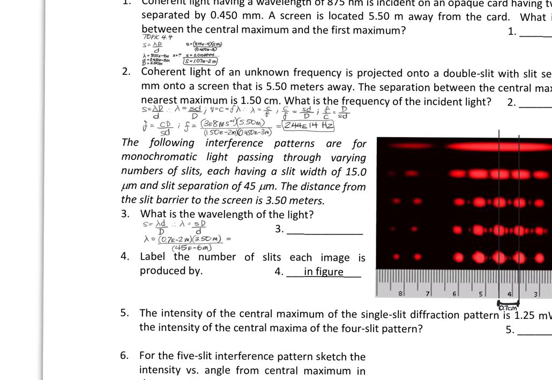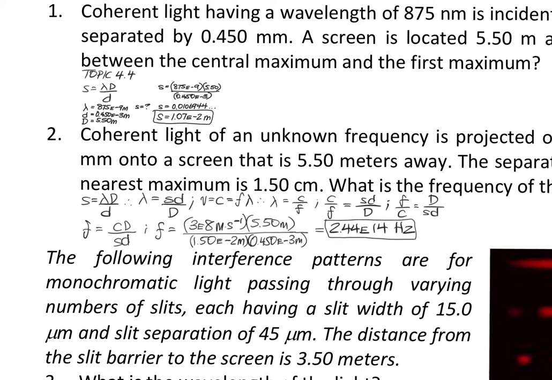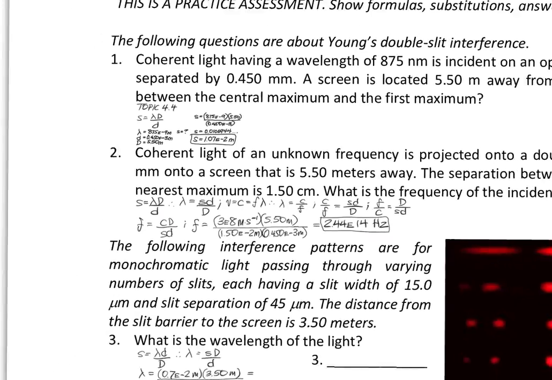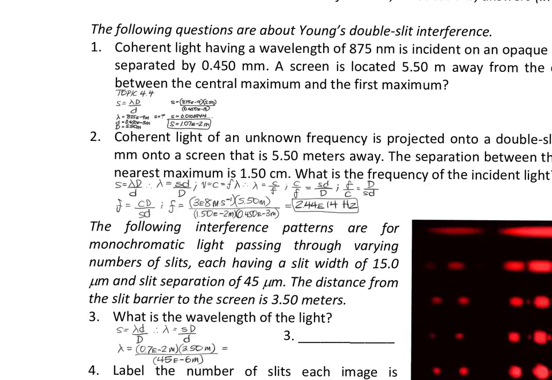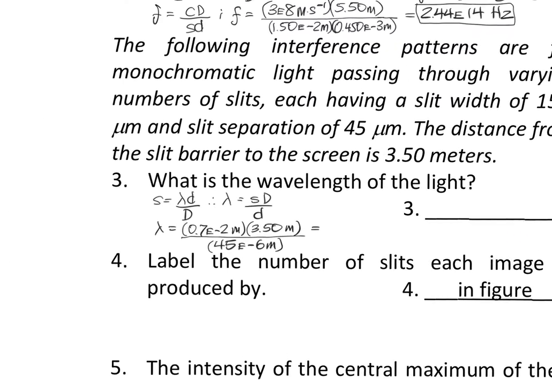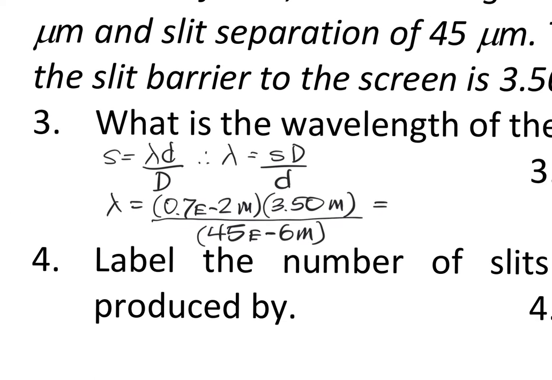And let's see. This guy is good. I wrote that correctly. That's why this frequency makes sense: 2.44 times 10 to the 14 hertz. This is totally not working out for me, and that's because I wrote the formula wrong. It's not lowercase d over capital D, it's capital D over lowercase d. Let's fix that. Isn't it so much fun when they use the same letter?